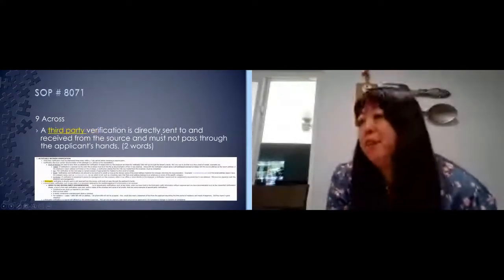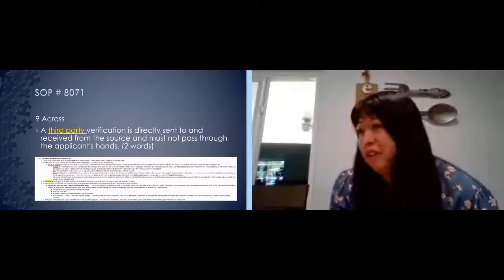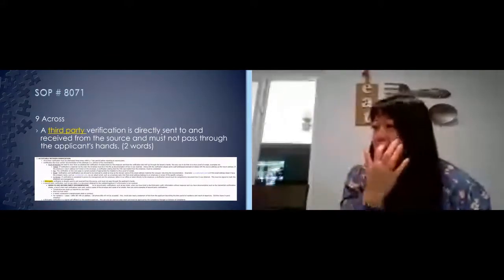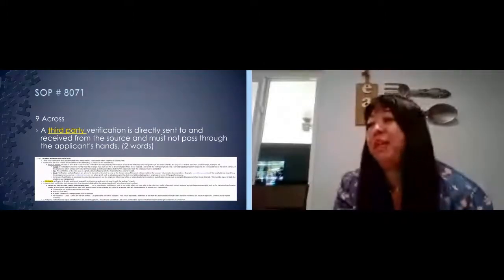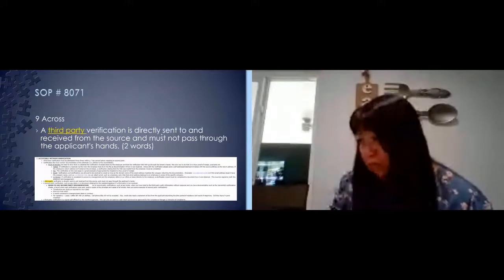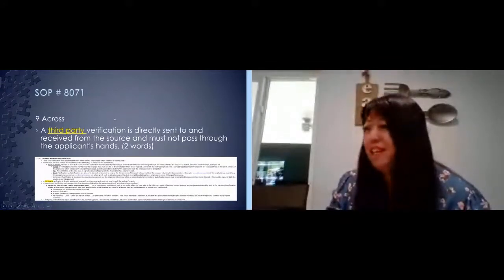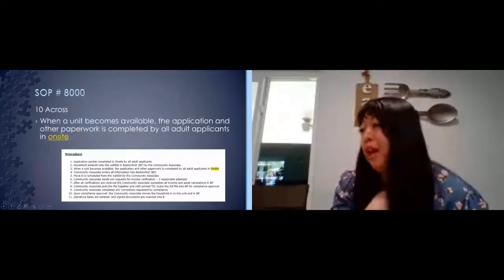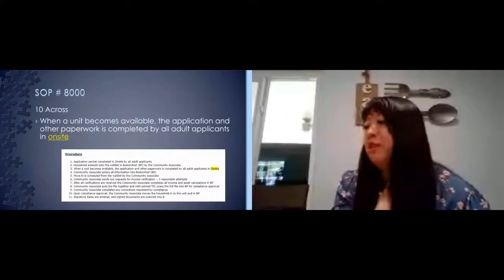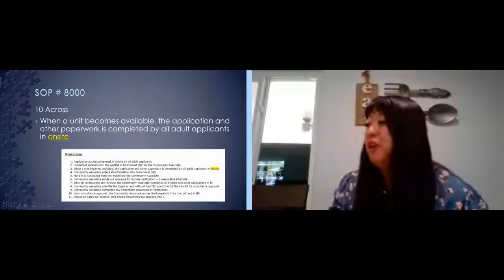Okay. The next one, 9 across. The 2 words I was looking for was third party. A third party verification is directly sent to and received from the source and must not pass through the applicant's hands. And then we got 10 across. When a unit becomes available, the application and other paperwork is completed by all adult applicants and on site. So that's the platform we use for applications.